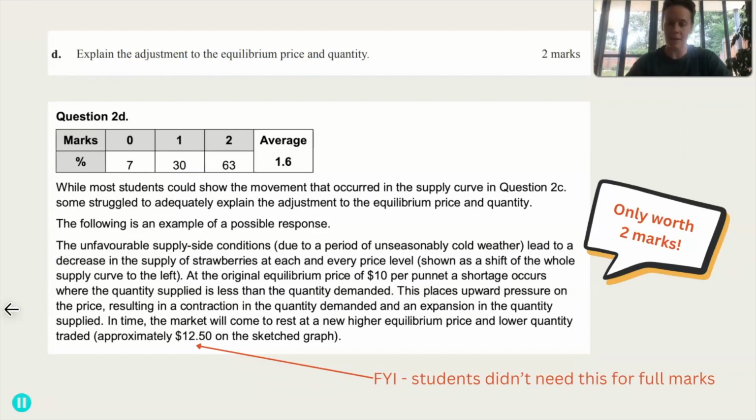So 2 marks, technically, 90 seconds per mark. You've got 3 minutes to answer this question. If you've got those 5 steps in your head and you just go boom, boom, boom, it really shouldn't be that difficult to just get them all down on paper in under 3 minutes.